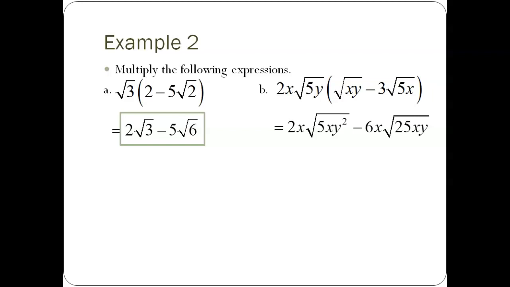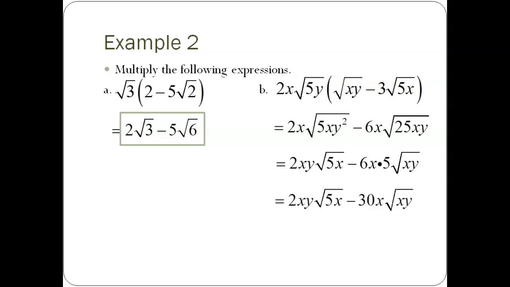And in the second one, 25 is a perfect square. Square root of 25 is equal to 5. So we'll end up with minus 6x times 5, and then the square root of xy. All right, we can write that 6x times 5 as 30x.